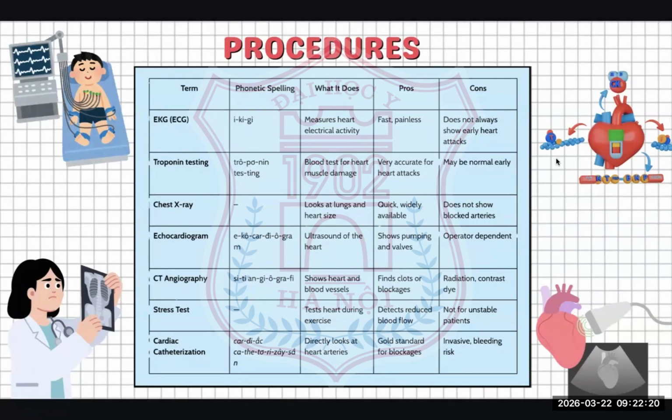Okay. Cardiac catheterization. So catheterization means to access an artery and to actually put in an IV into the heart arteries. So this is the gold standard for blockages, but again, you're actually inserting a needle into the heart and the surrounding structures of the heart. So it is quite invasive, and there's also the bleeding risk when you go for this procedure.